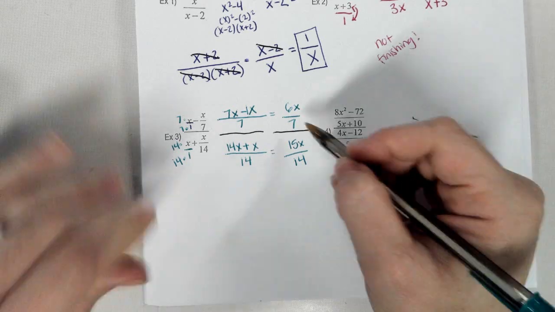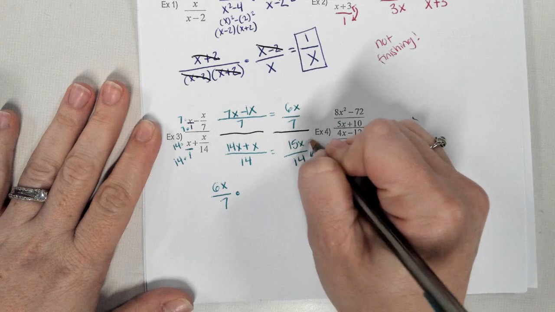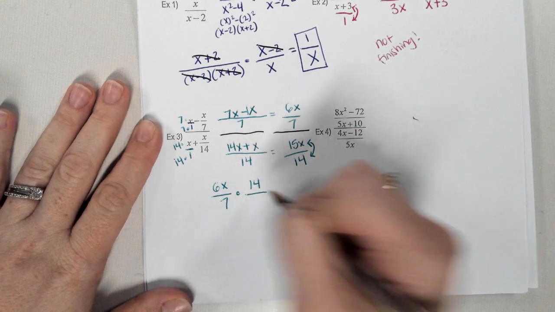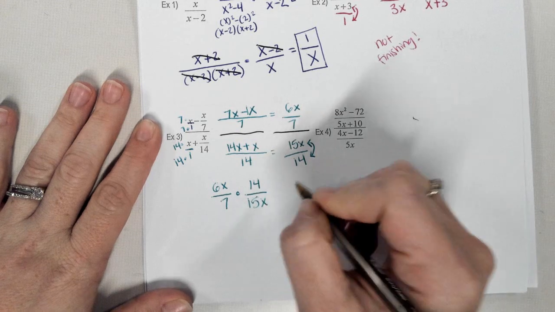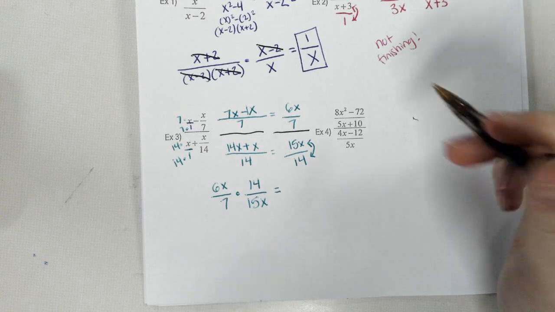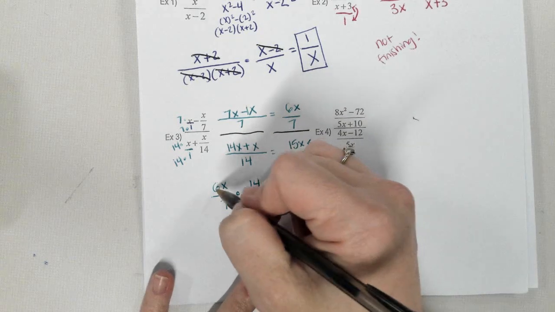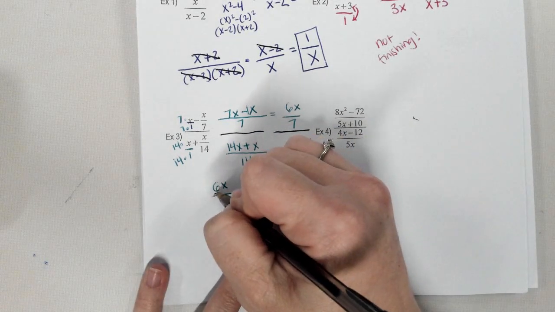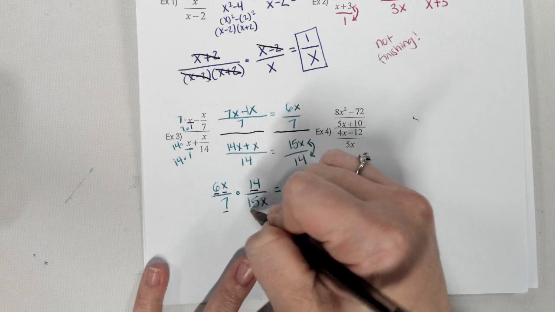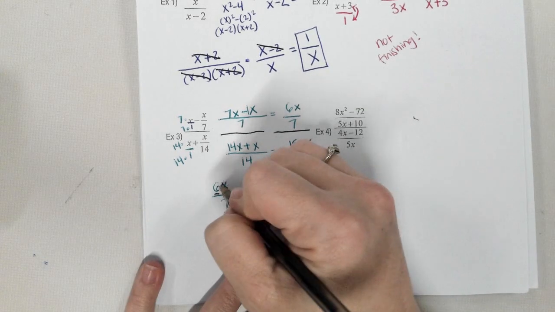Yes? So I have 6x over 7. Change it to multiplication and use the reciprocal. So 14 over 15x. The denominator, yeah, it's always going to be division for complex fractions. So what cancels right away without simplifying? The x's, because there's no plus or minus in between. Remember, those are their own factor. This is a factor, this is a factor, this is a factor. There's no plus or minus, so none of them are stuck like glue together. So the x and the x cancel.